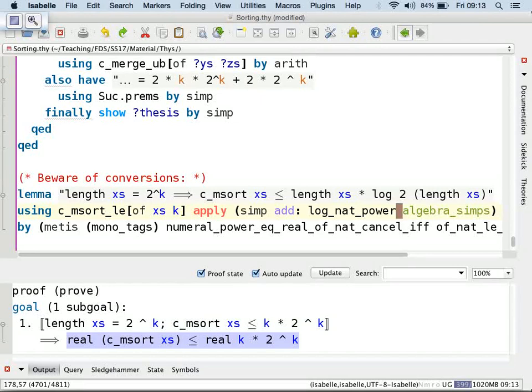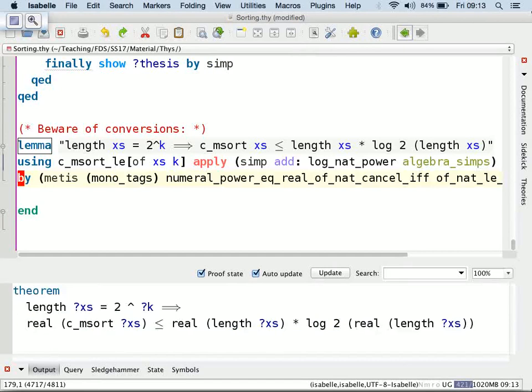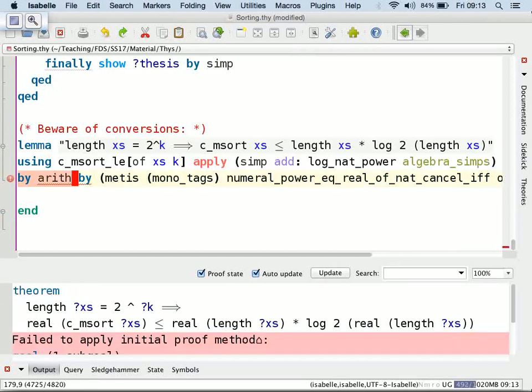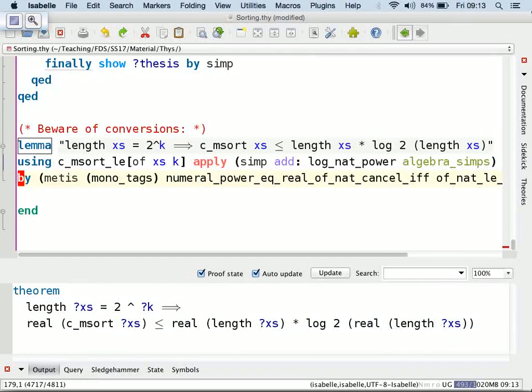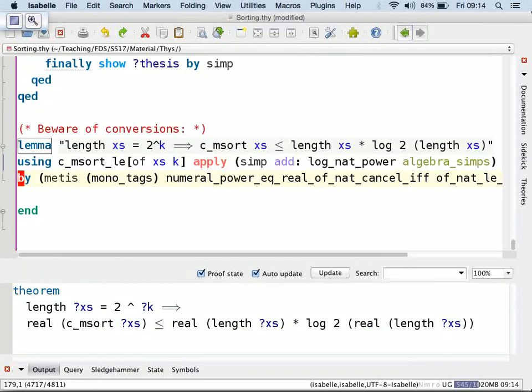And so the proof is not automatic here. At least I don't think it is. If I ask by arith, I don't think it can do it for some reason. Yeah, it can't. And so we have to call a sledgehammer, and sledgehammer finds some strange proof here involving all these conversion functions and how they interact with multiplication and exponentiation. And then in the end, you can prove it.